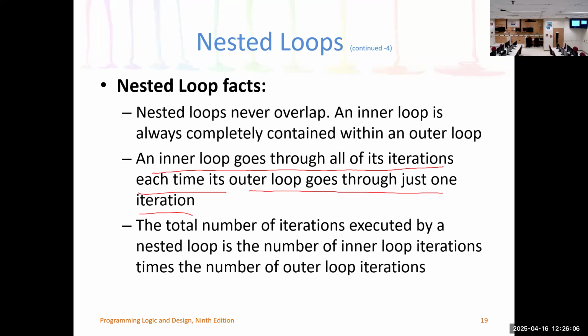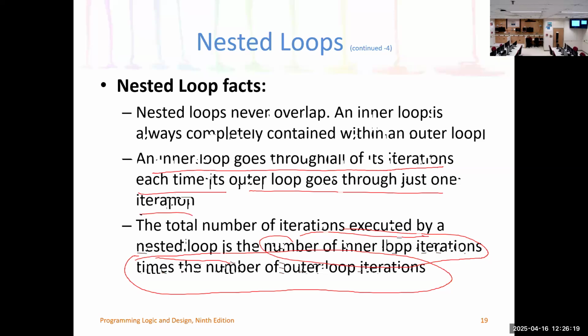And the total number of iterations executed by the nested loop is the number of inner loop iterations times the number of outer loop iterations. That's why if you want to print out the 2-digit numbers, you run it for 100 iterations here. Make sense? And if you have 3 digits, you have 1,000.